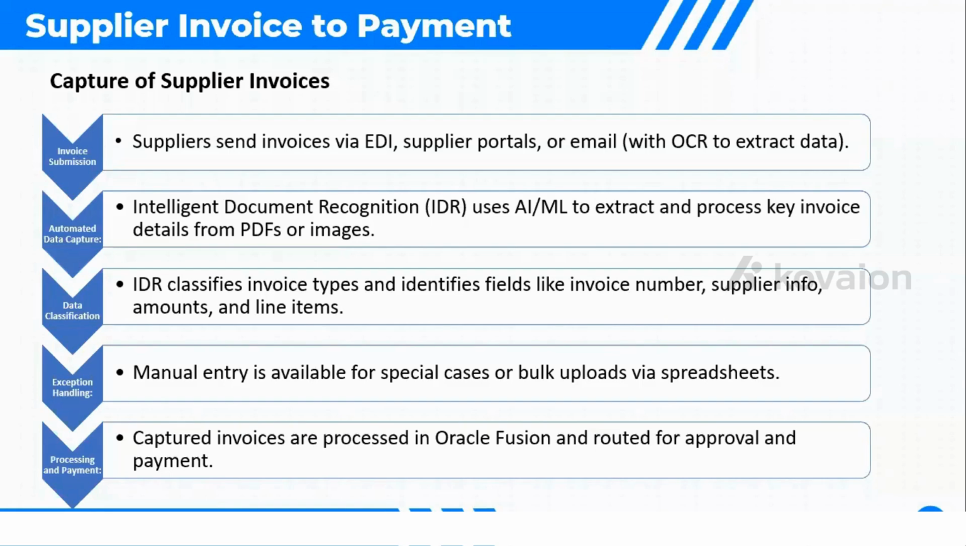IDR uses machine learning and AI to identify the key data points such as invoice numbers, supplier details, line items, and amounts, eliminating the need for manual data entry. Oracle Fusion also supports manual entry for exceptional cases and bulk uploads through a spreadsheet. Captured invoices, once validated, are sent for approval. So this is the capture of supplier invoices.